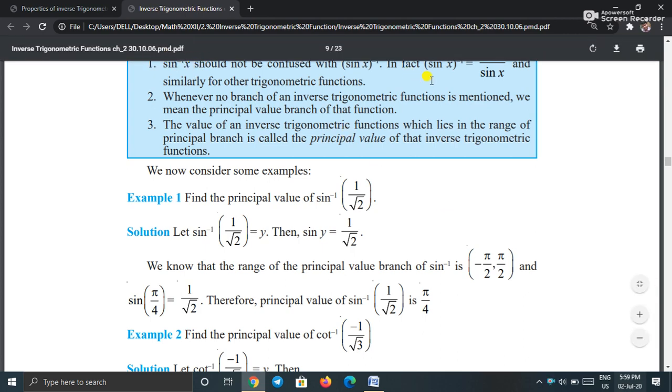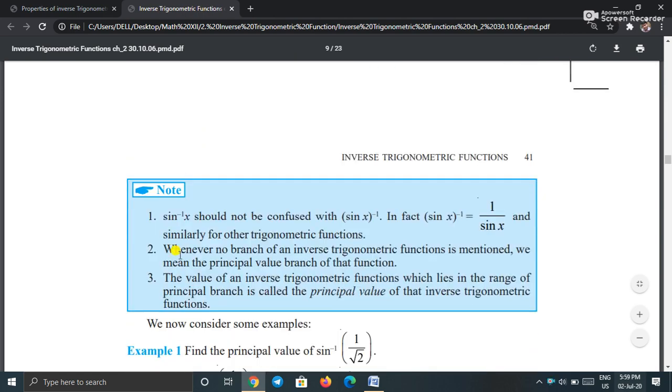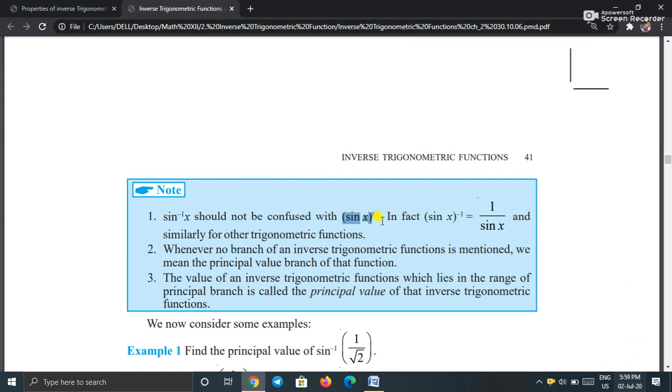Sin inverse x, and sin x raised to the power -1. What is the difference between these two terms? Sin inverse x, here sin inverse denotes the inverse of the sine function, but when I write sin x raised to the power -1, it means 1 upon sin x, which is equal to cosec x.